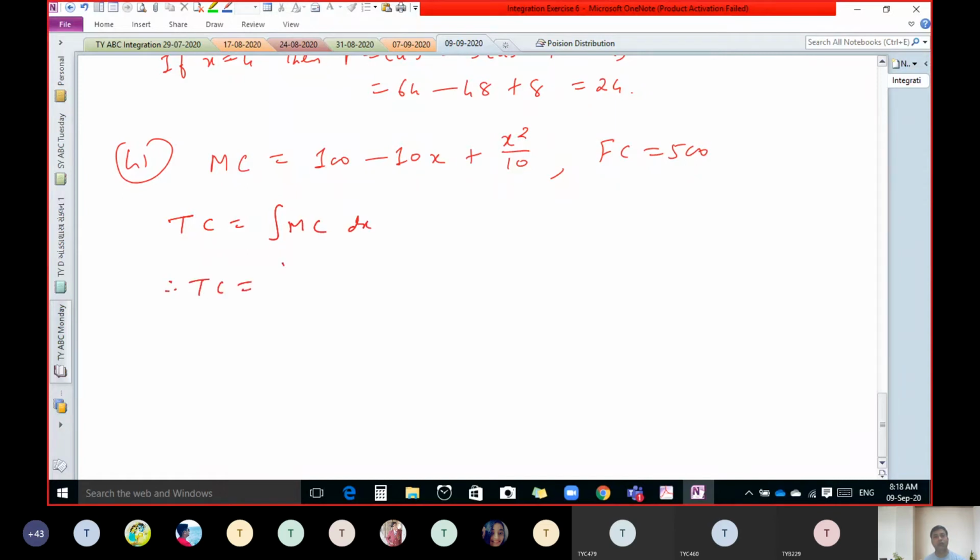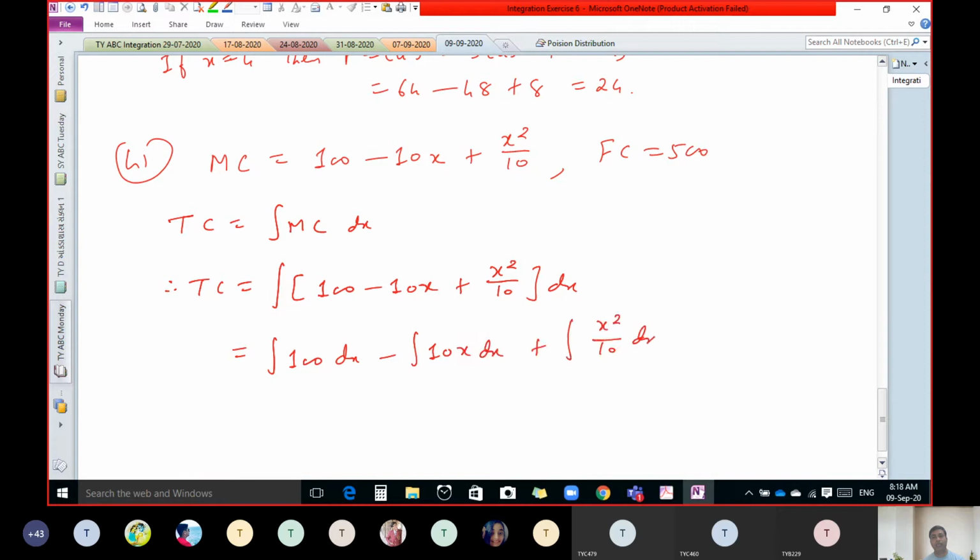Therefore total cost equal to integration of 100 minus 10x plus x square by 10 dx. Take separate integration: 100 minus integration of 10x plus integration of x square upon 10 dx. You can take constant 100 outside, so we get integration of 1. Taking 10 outside, we get integration of x. And here also take 10 outside, but it is 1 upon 10 because it is in denominator. So we get only x square.